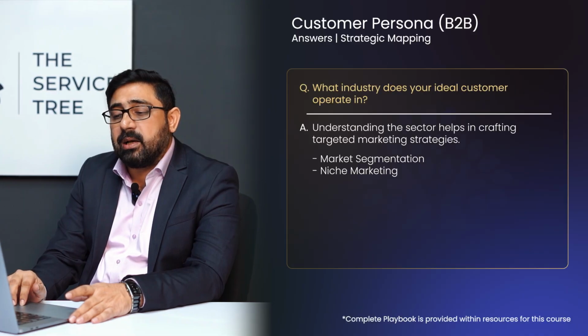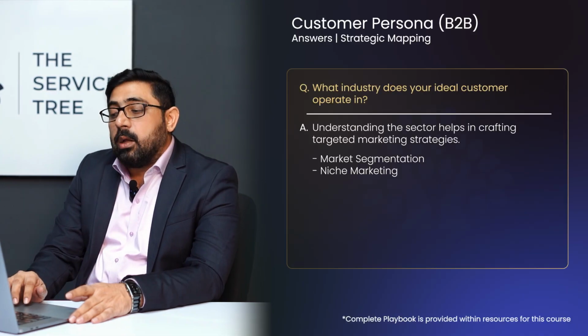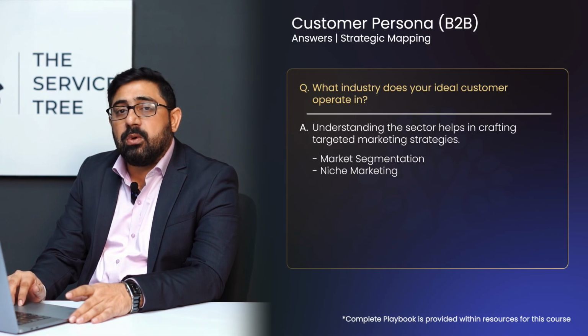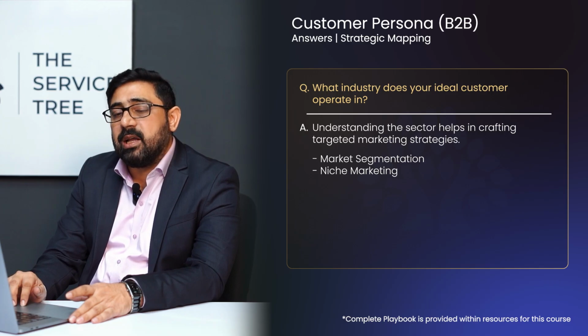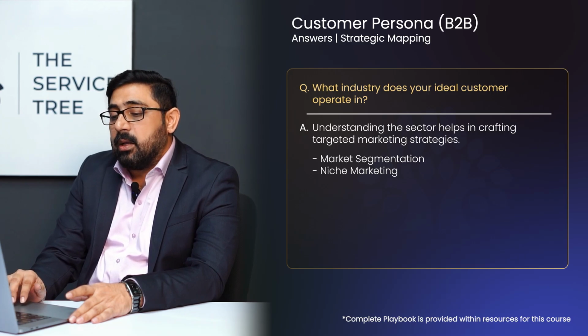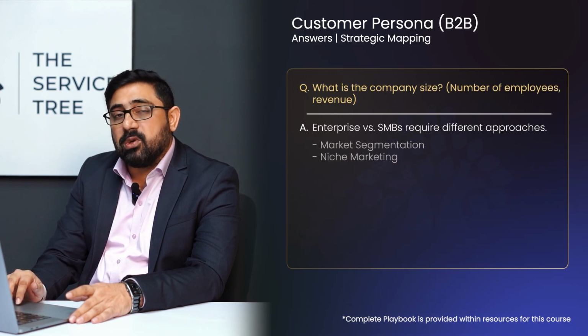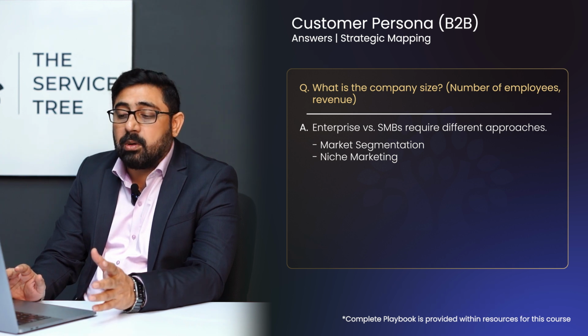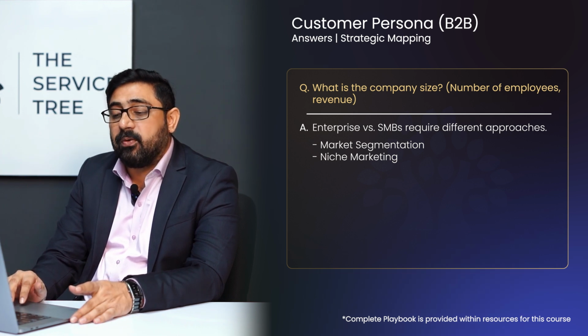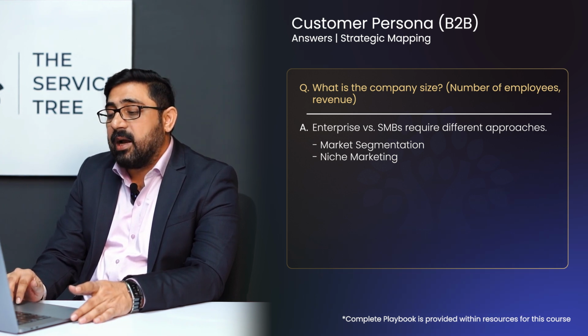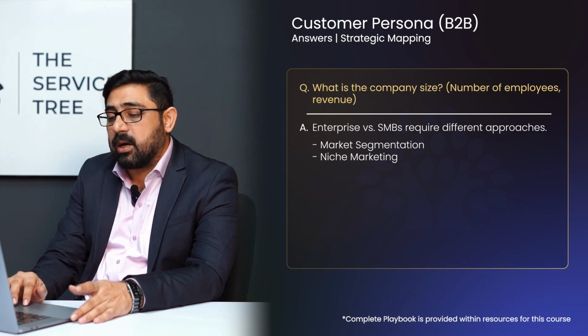So for instance, if you're talking about where your ideal customer operates in, that is actually helping you to define your market segmentation as well as niche marketing. Then the second thing was, what was your company size? Your ideal customer profile's company size. That helps you again in defining the market segmentation and niche marketing.